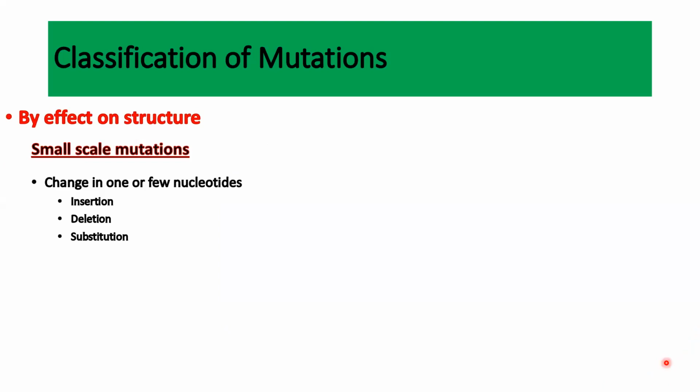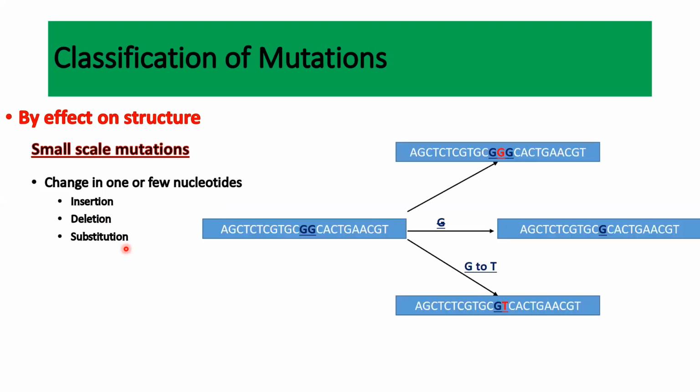Small scale mutations, as I have already discussed, represent small changes, or changes of one or a few nucleotides. So they can be classified into three subtypes: insertion, I mean a new nucleotide is inserted in the DNA; deletion, obviously, the nucleotide is deleted; or substitution, which means one nucleotide is deleted and another nucleotide is inserted at its position, as can be seen here.